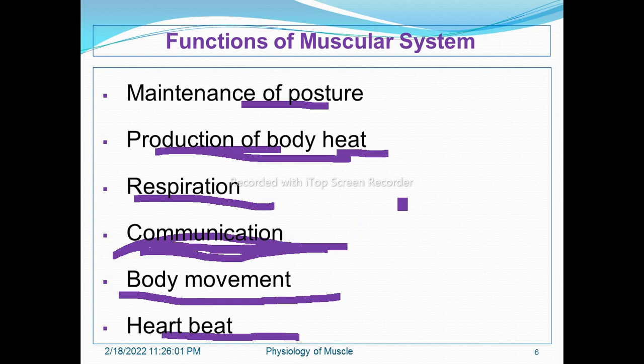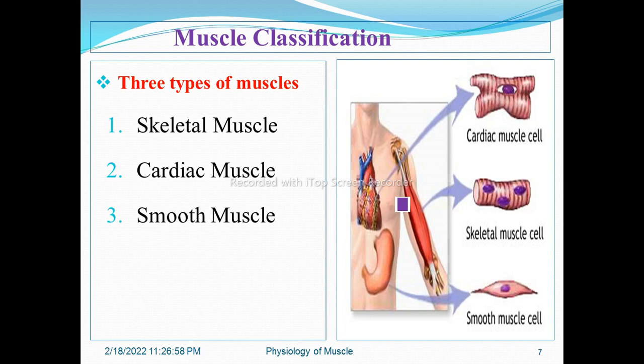Having this concept, the other is muscle classification. We have 3 types of dominant muscle types: skeletal muscle, cardiac muscle, and smooth muscle. After observing the physiology of skeletal, cardiac, and smooth muscle, this chapter will end up with these 3 main categories. So this is a very important part.